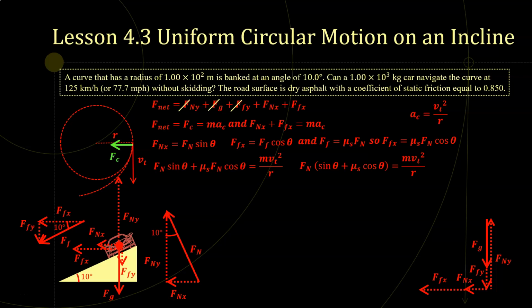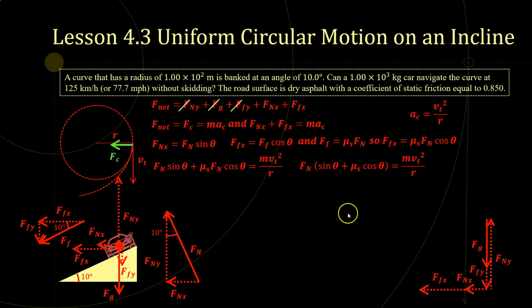Now let's just think about what I know. I know theta and I know the coefficient of friction. So I could solve that entire term in parentheses on the left. I know the mass of the car. I know the radius of the curve, but I don't know the speed that I'm looking for. I have two unknowns here. So I'm going to need to figure out what one of these unknown values is, and I'll bet I can figure out the normal force somehow.